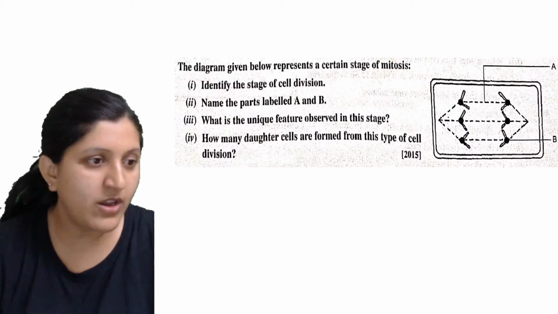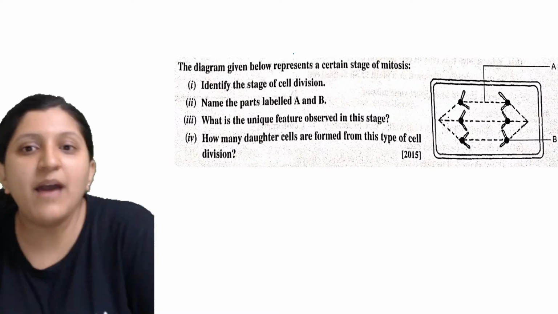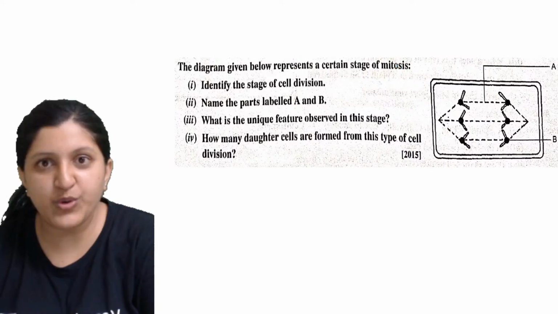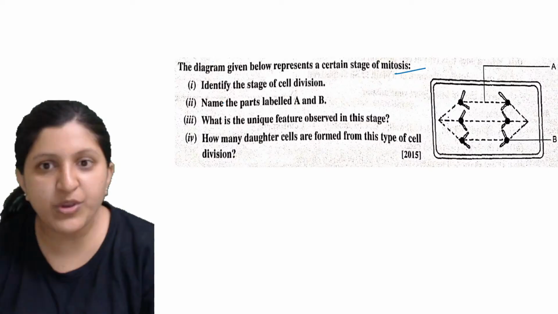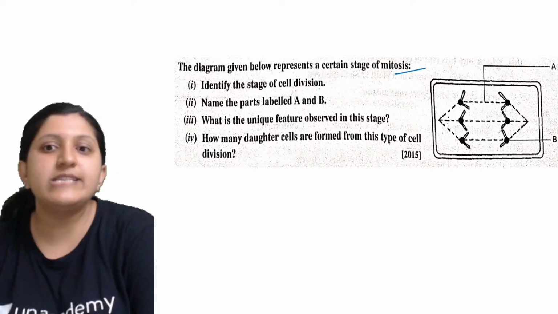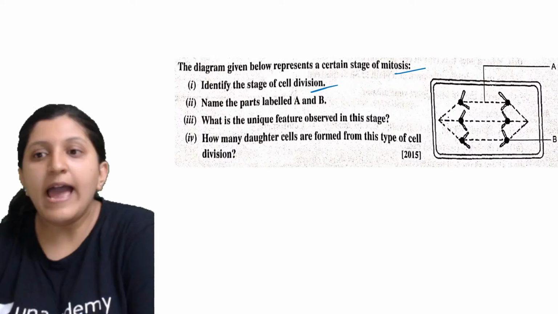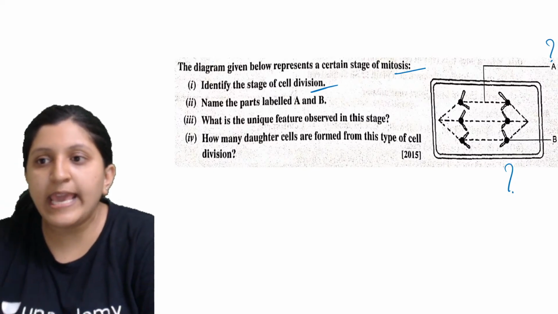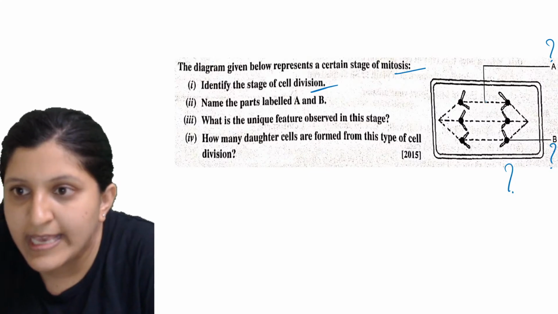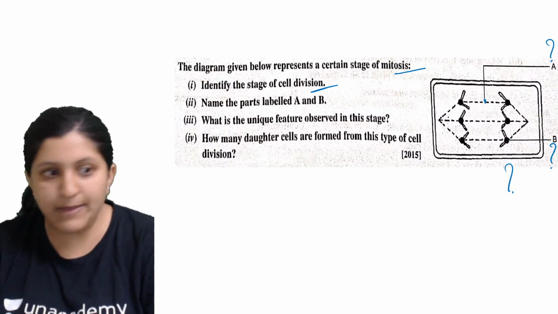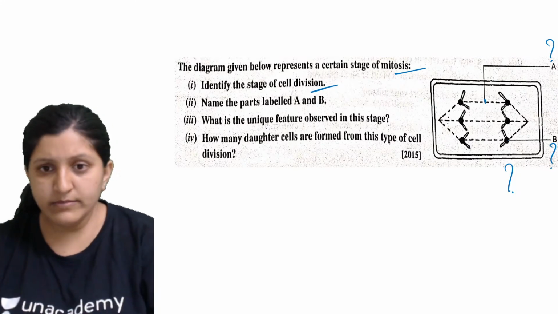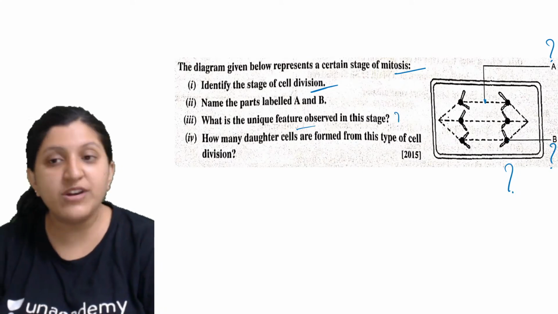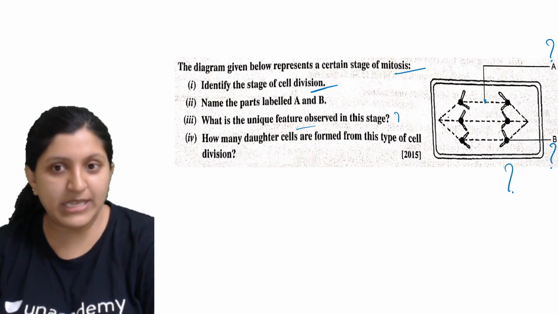Okay, so now the next question is, the diagram given below represents a certain stage of mitosis. Okay, so a particular stage of mitosis is mentioned here. Identify the stage of cell division. So what is the stage of cell division? And you need to know what this stage is. Name the parts labeled A and B. So what is A and what is B? You can see A is labeled here, B is labeled here. Then what is the unique feature observed in this stage? So what is that unique feature which you can observe in this particular stage?